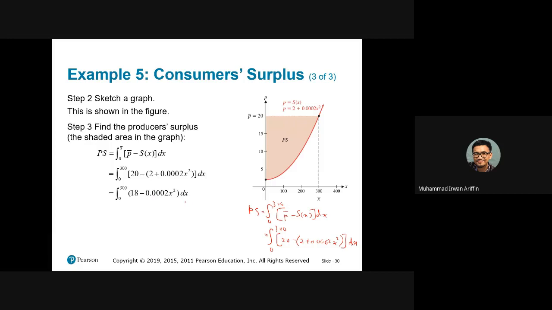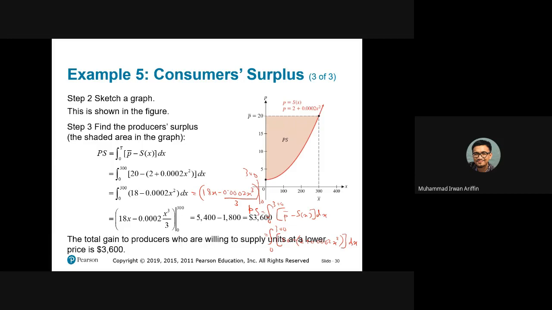As we find the antiderivative, this becomes 18x minus 0.0002 x to the power of 3 divided by 3. All this will then be evaluated from 0 to 300. That's how we get x cubed divided by 3. Evaluating at the upper limit and the lower limit, we get 3,600. So 3,600 would be the producer surplus.